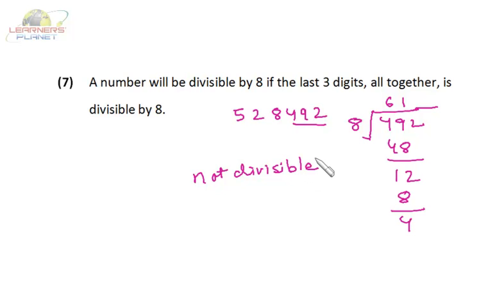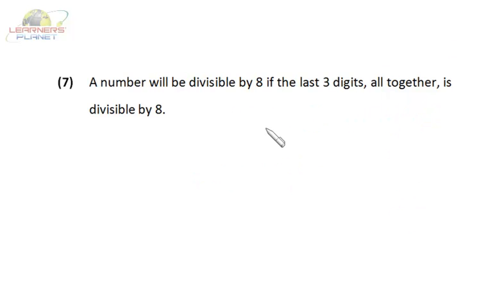Okay. Let's take one more example. Suppose I have a number 3, 4, 5, 1, 2. Now just see the last 3 digits. It's 512. Now let's divide 512 by 8.